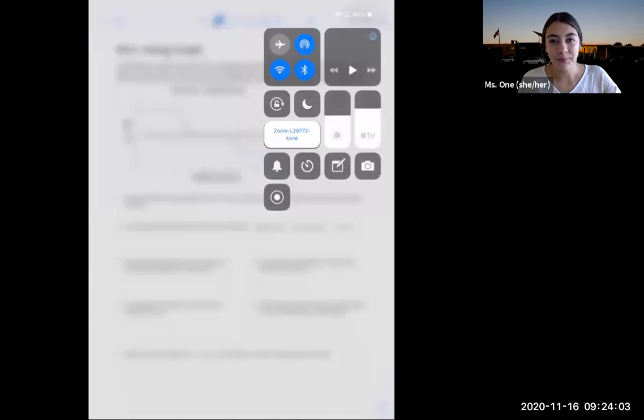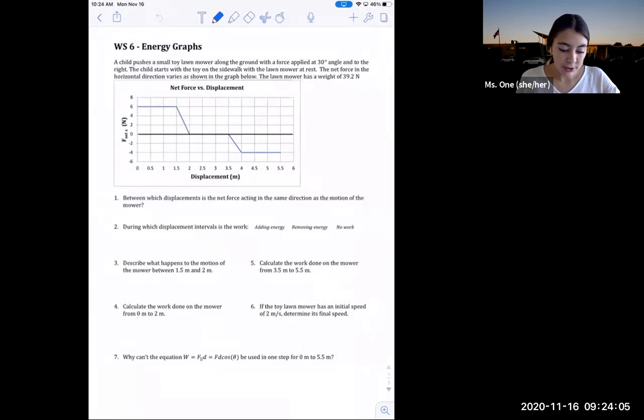Hi everyone, I am going to be showing you how to do a FNet versus displacement graph for worksheet number 6. So let me share my screen really quick. We're going to do one question together, and then you guys will be on your way to doing worksheet 6 on your own. So an energy graph, this is the first time you've seen it.